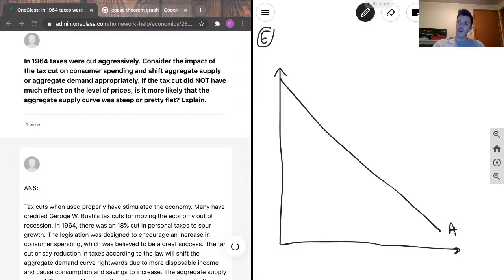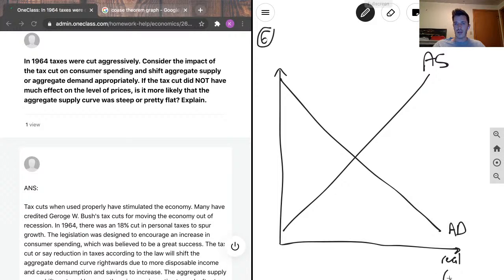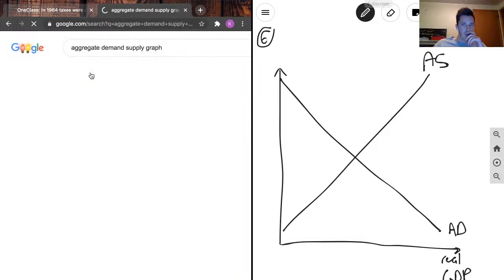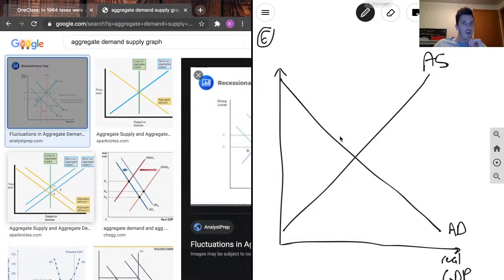So aggregate demand slopes down. Aggregate supply slopes up. I'm going to draw it upward sloping for now. We'll likely change it to flat at the end. I'm going to make sure just to get these axes right. I think it's real GDP on the x-axis. Prices, right?